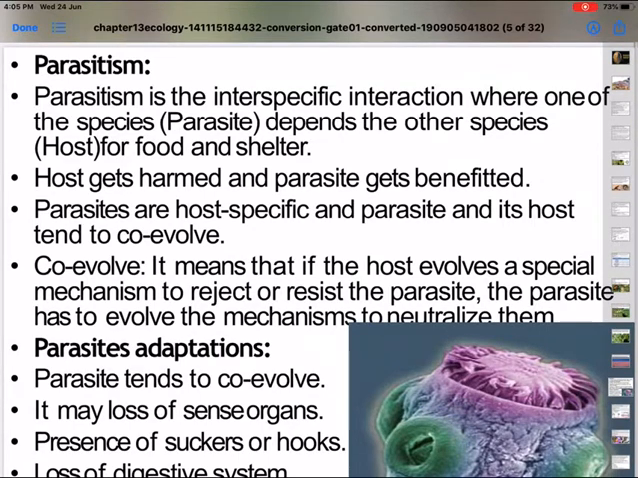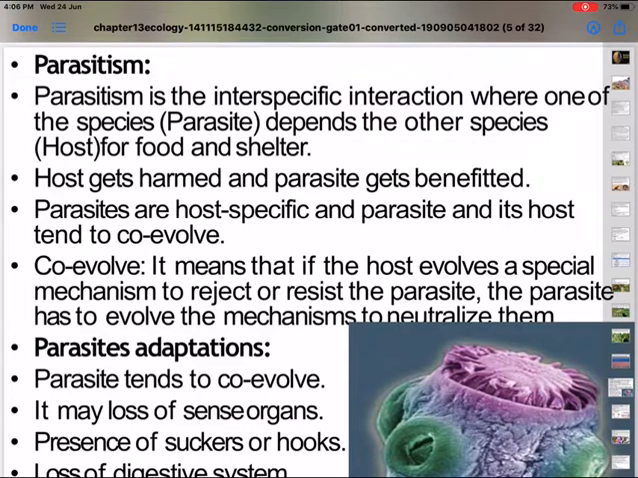So we have already discussed two interactions, predation and competition. Now we are going for parasitism. What is parasitism? Parasite, you have been hearing the word. So from parasite, this word comes, parasitism. It is a relationship between two living organisms of different species in which one organism is called parasite, another is called host. So the parasite obtains its food directly from the host.